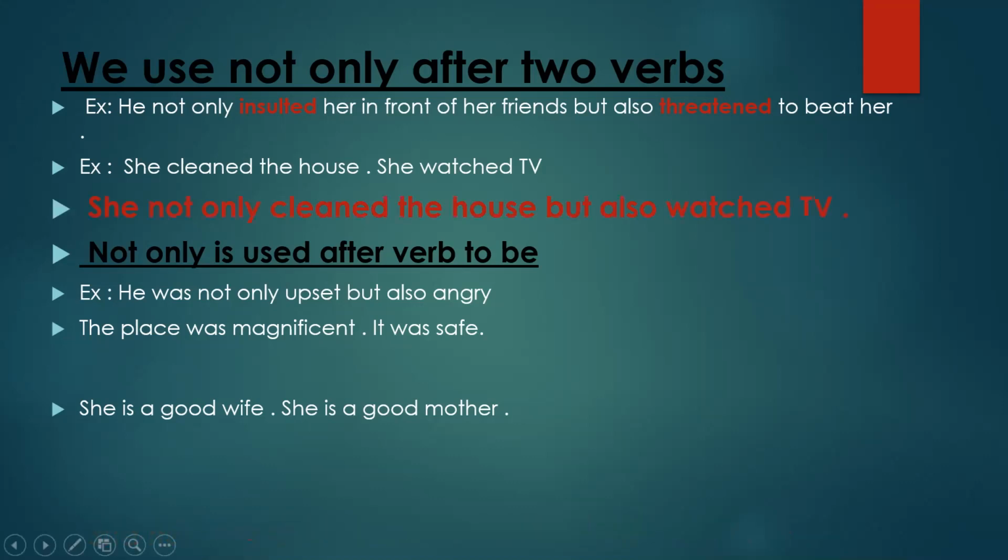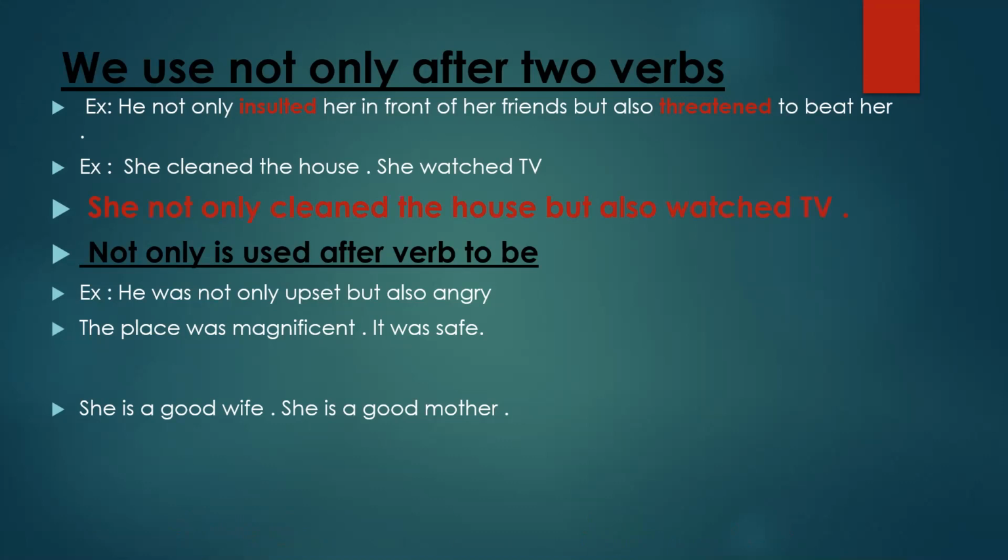As you said, she not only cleaned the house, but also watched TV. Not only is used after verb to be. The place was magnificent. It was safe. And a comma before but, as we just said. So I need somebody here to join the sentence. The place was magnificent. It was safe.